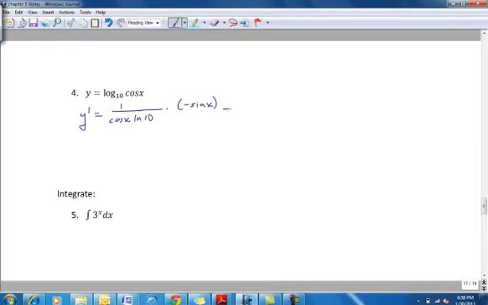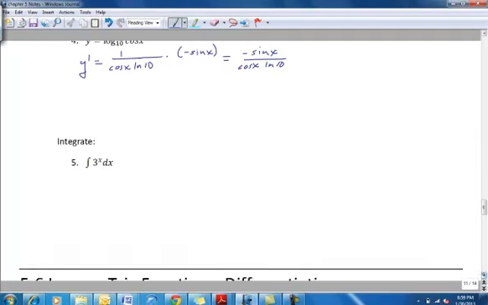You could write it in a number of ways. Negative sine x over cosine of x ln of 10. You could do some combining with the sine and the cosine. I'm not going to go there, but certainly you could do some awesome trig stuff with that.